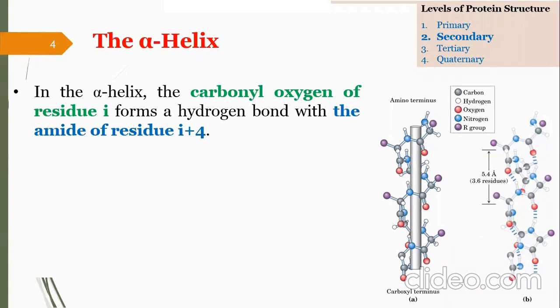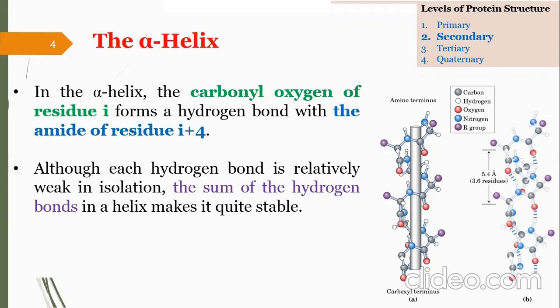Keep in mind, this is a hydrogen bond. Due to the hydrogen bonding, the overall conformation that they get, that structure, will be called an alpha helix. Alpha helix means residue I with residue I plus 4 form hydrogen bonds together. Although each hydrogen bond is relatively weak in isolation, the sum of all the hydrogen bonds in the whole conformation gives rise to a quite stable conformation.